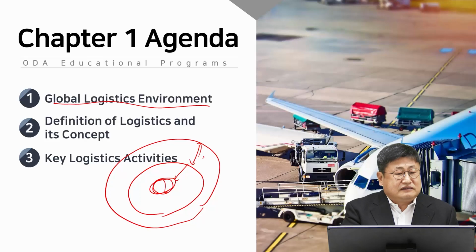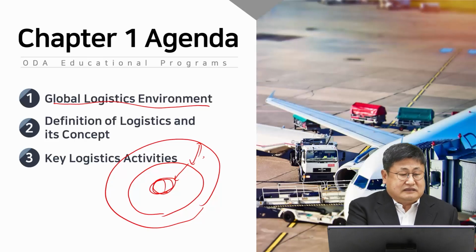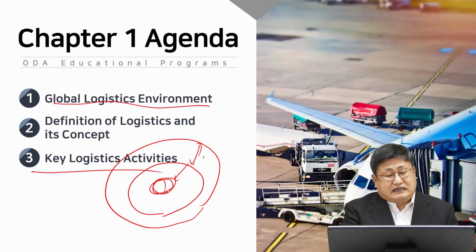And the second agenda is the definition of logistics and its concept. This is the beginning side of logistics that you have to understand: what logistics is about and what its concept is about. And then the third agenda, key logistics activities. As far as logistics is concerned, we have various types of key logistics activities so that you can have a general understanding of what the key logistics activities are about. So let us begin.